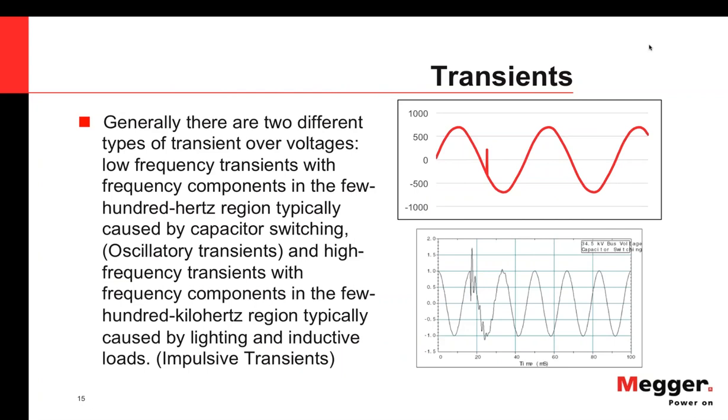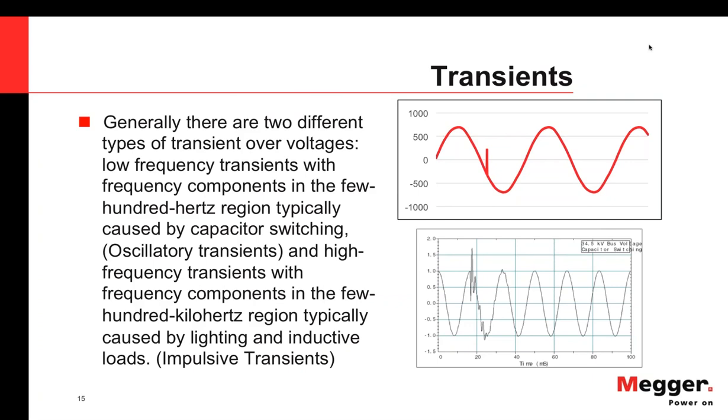Now, transients. Generally, there are two types of transient overvoltages: a low frequency transient and a high frequency transient. The low frequency transient is typically in the few hundreds of hertz, and is typically caused by capacitor bank switching. They're also referred to as oscillatory transients. This is what we see in the bottom image there, and they're categorized by the ringing effect that you see.